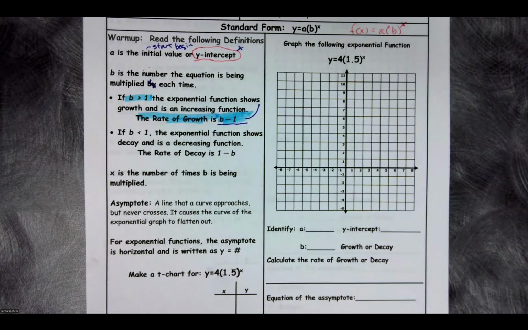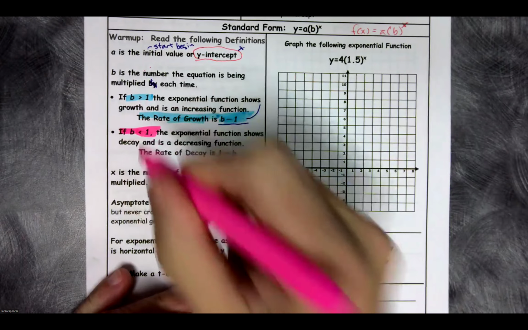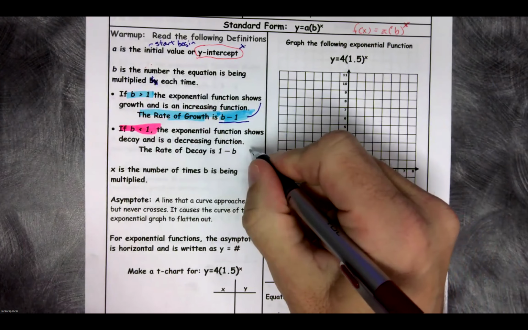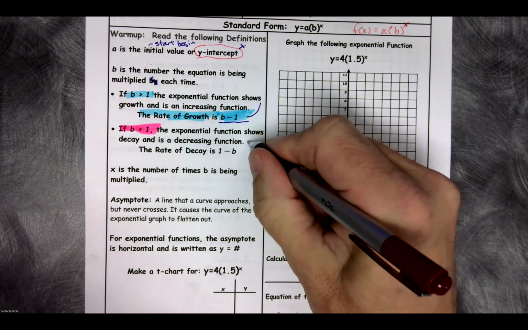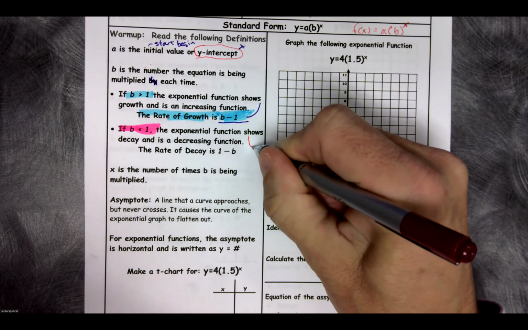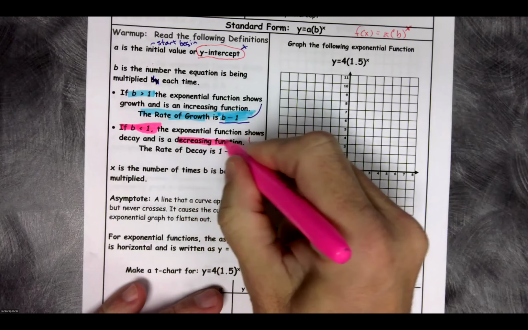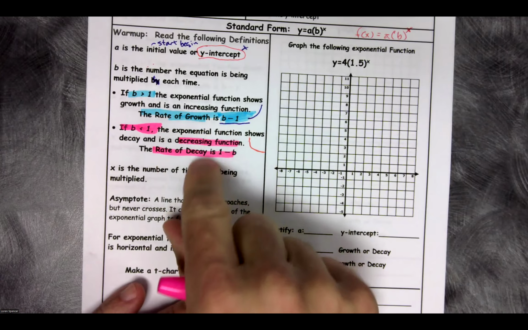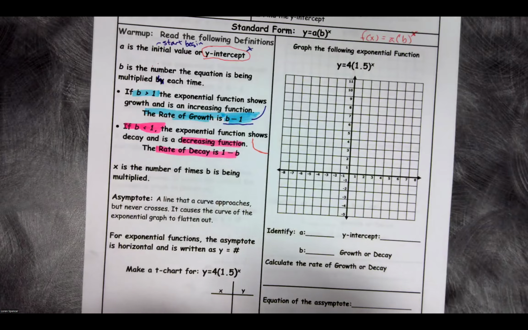If, on the other hand, b is less than 1, the exponential function shows decay and is decreasing. If it's decreasing, it's not going to look like that. That's an increasing function. A decreasing function is going to look like this, where it's going down. So that's a decreasing function, and the rate of decay is 1 minus b. So rate of growth, b minus 1. Rate of decay, 1 minus b. Let's not get those confused. That's the one thing you need to be careful about.